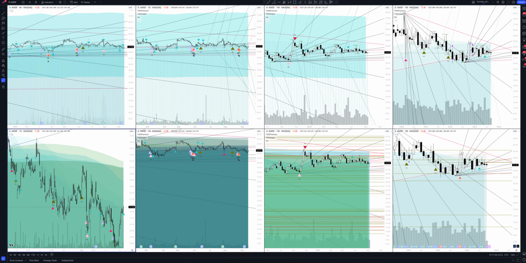Today we will take a look at AMERISAFE Inc. stock. Let's analyze the market situation and find out how you can make money on it. Let's start.